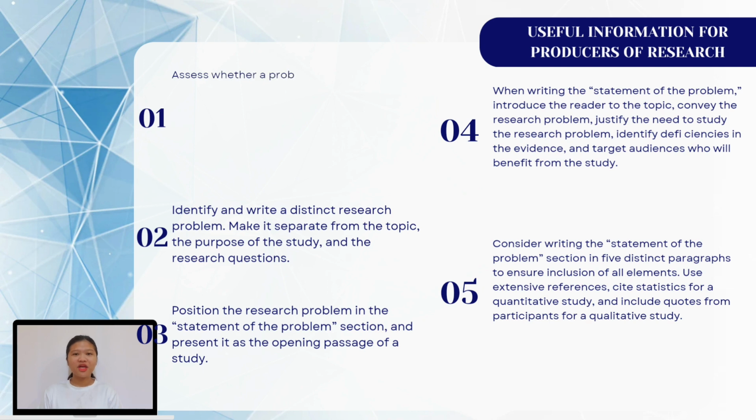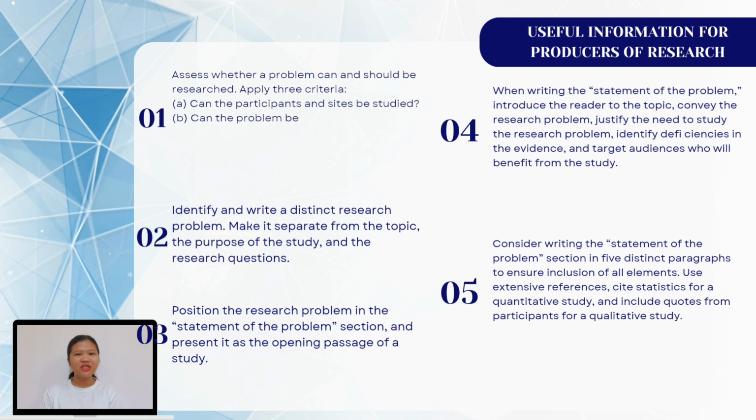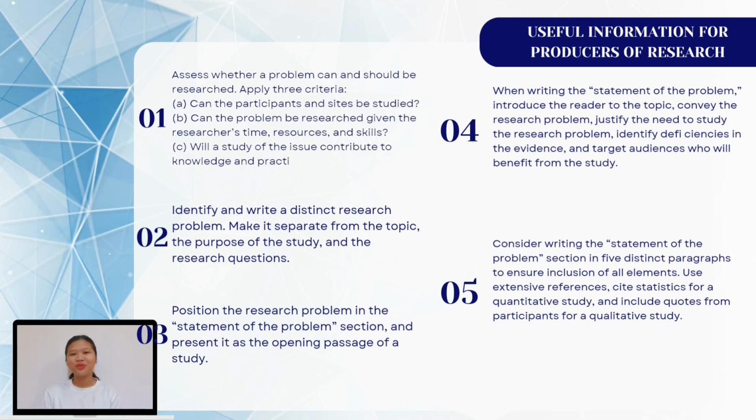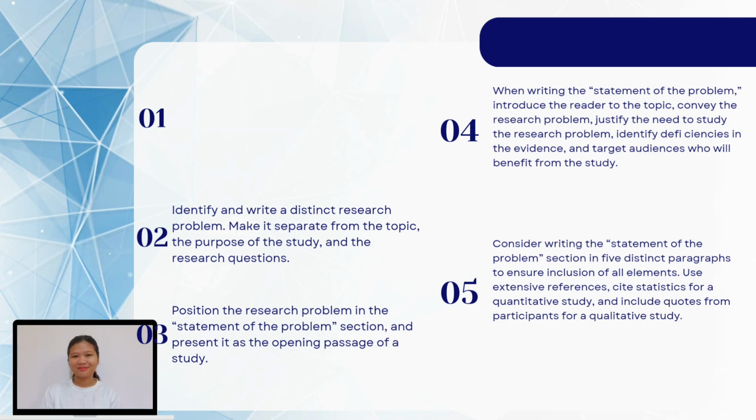To sum it up, here are the useful information for producers of research. Number 1. A. Can we study the people and places involved? B. Do we have enough time, resources, and skills to research the problem? C. Will studying this issue help us learn and improve things? If the answer is yes to all the three, then it's worth researching.